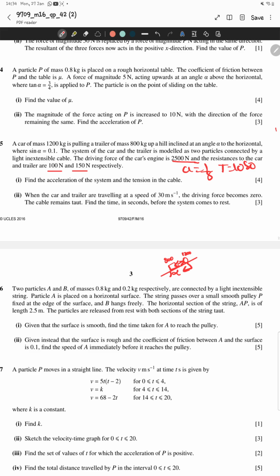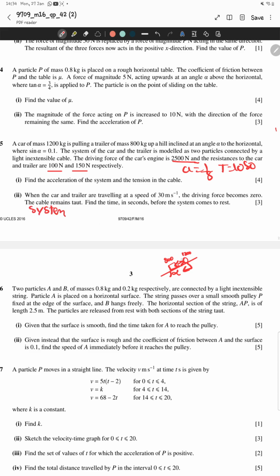Okay. There's also no tension because the cable remains taut. Actually, would we need tension in this? I don't think we would need to include it. Well, we can just check. Because if you use the system, you don't need to include tension because it will just cancel out. So we can just use the system and not worry about the tension.